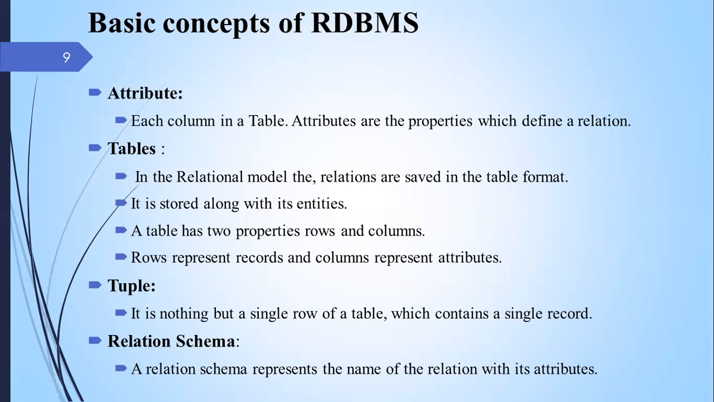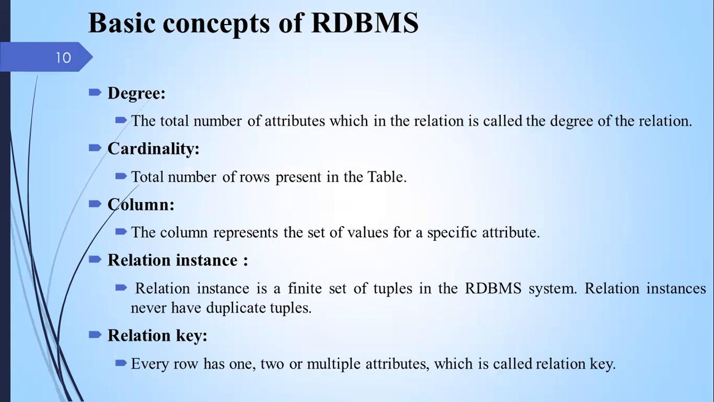Relation schema. A relation schema presents the name of the relation with the attributes. So relation schema is normally used to represent the relation with the attributes. Degree. The total number of attributes in the relation is called the degree of the relation. Cardinality. The total number of rows present in the table is called the cardinality. Column. A column represents the set of values for a specific attribute.